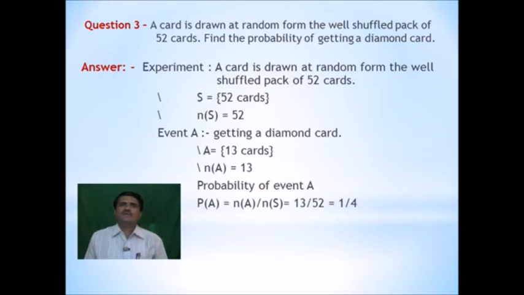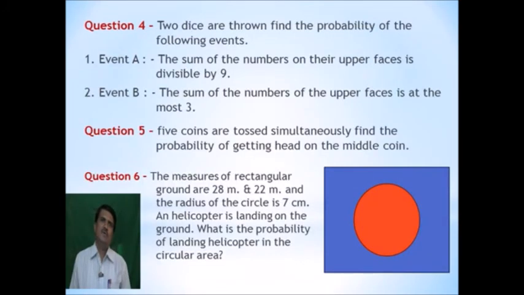In this question, event A is getting a diamond card. So A is equal to 13 cards and N of A is equal to 13. Probability of event A is P of A is equal to N of A upon N of S, which is equal to 13 by 52, which is equal to 1 by 4. Now there are 3 questions. Question 4, question 5, question 6. For solving these questions, students should solve them. Question 4 is 2 dice are thrown. Find the probability of the following events.